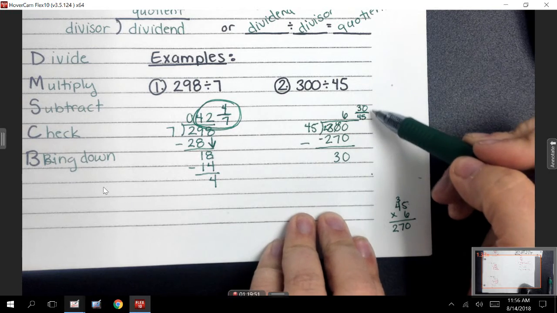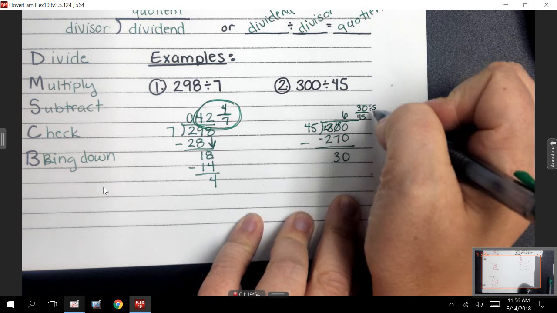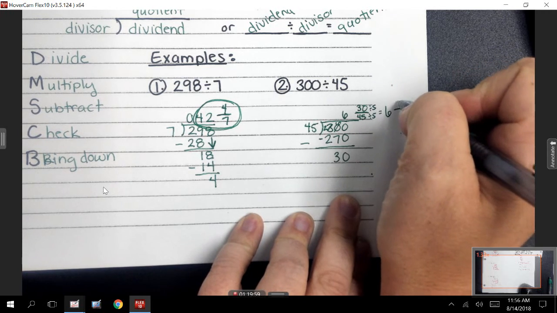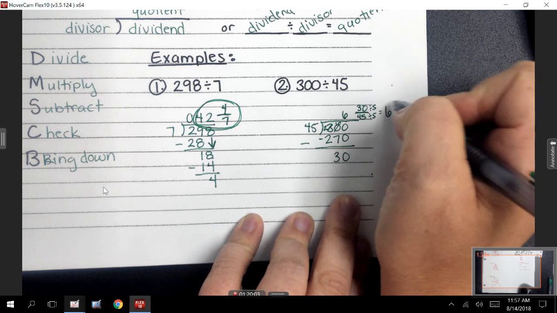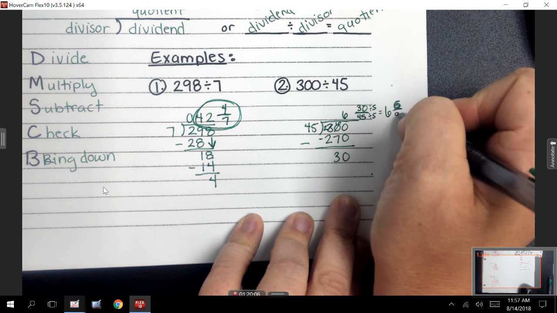The problem is this is a fraction, and 30 and 45 can simplify. So we're going to divide those both by 5. 30 divided by 5 is 6, and 45 divided by 5 is 9. So 6 over 9.